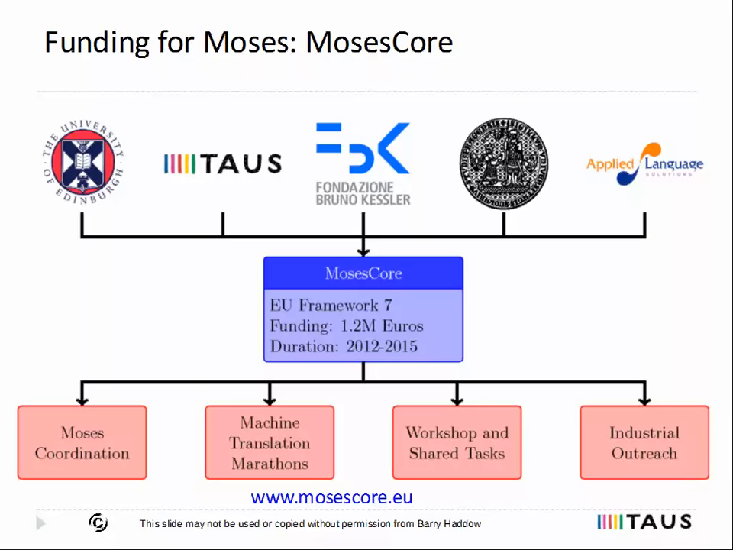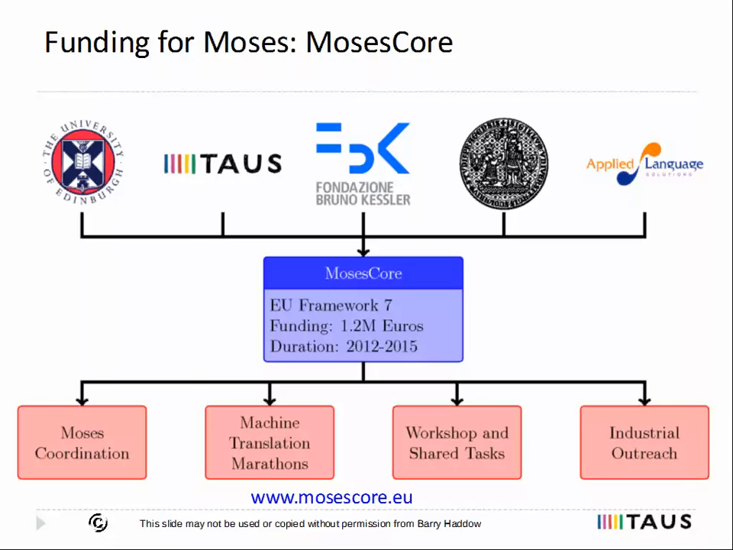MosesCore consists of 4 work packages, broken down as follows. The first work package is Moses. Essentially, this involves the continuous support and development of Moses, and also the hiring of a Moses coordinator, Hugh Huang, who's based in Edinburgh.